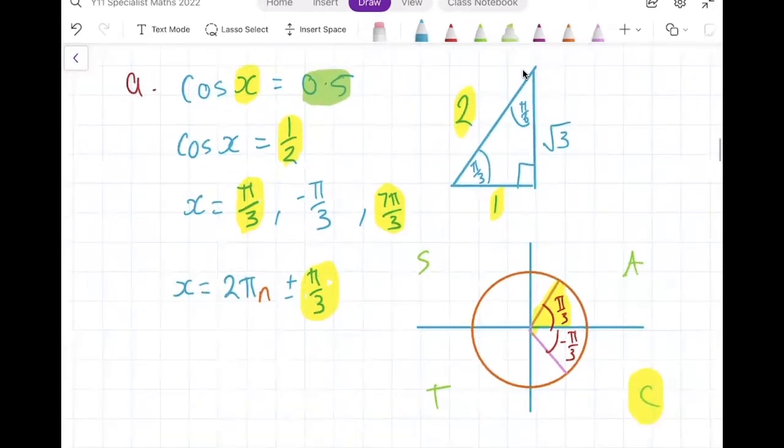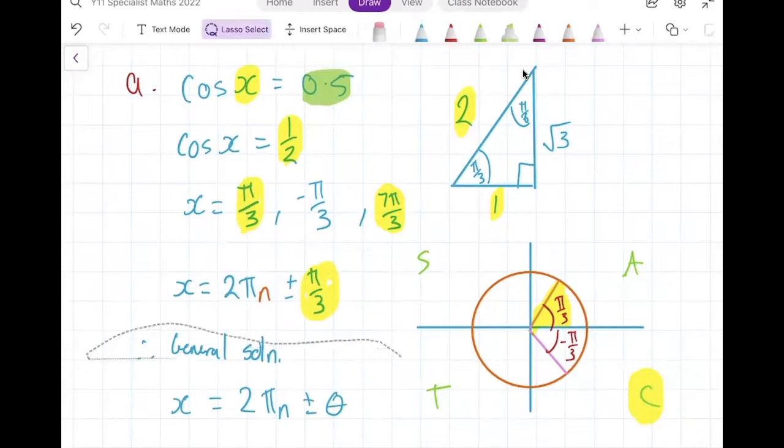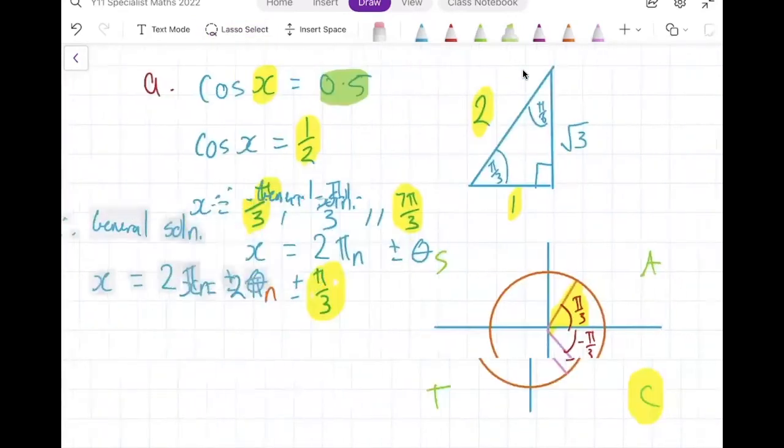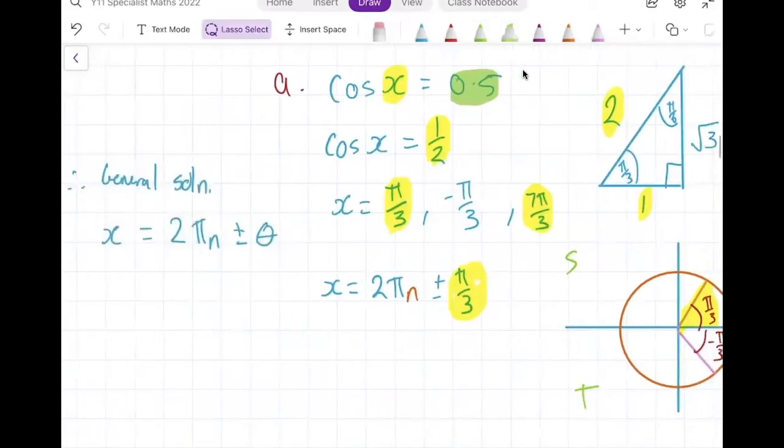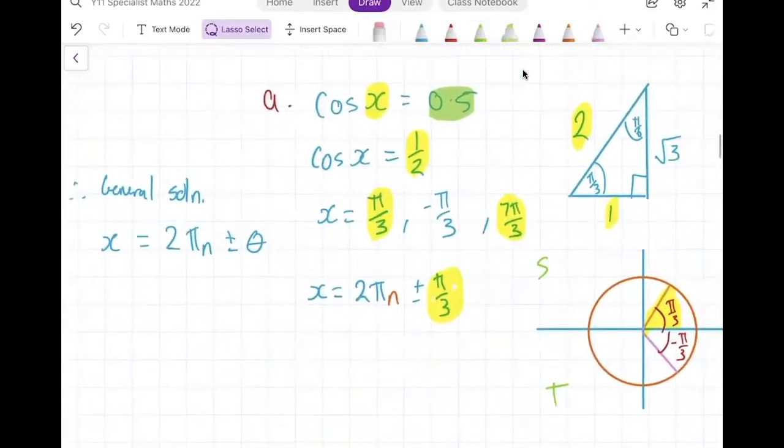So therefore, the general solution for cos x could be thought of as x is equal to 2 pi n plus or minus theta, which is my angle based on my exact value. Let's put this in a little box, and simplify it for the sake of looking at some more simplified versions of these equations. Let's just put my general solution to the side.